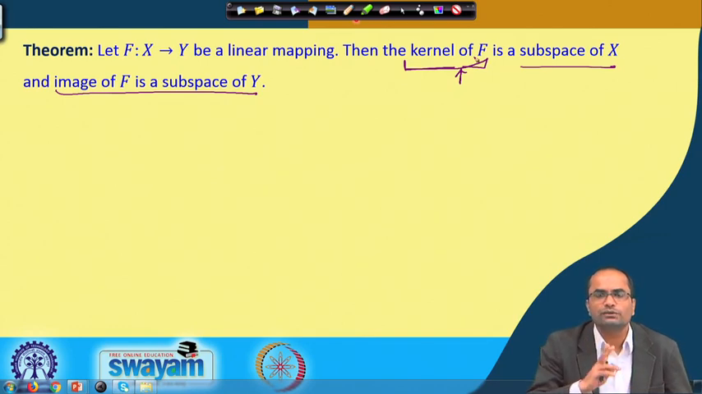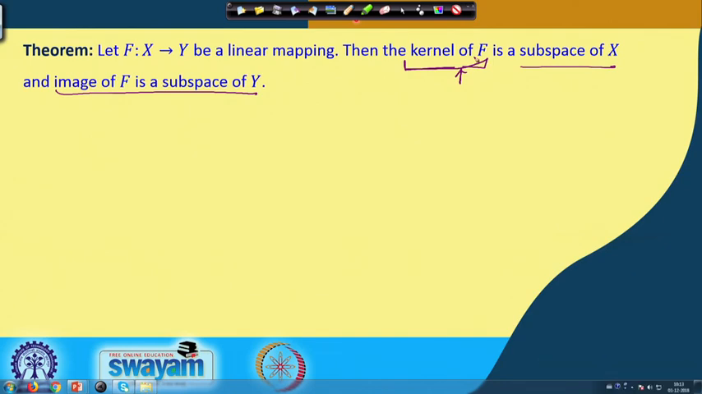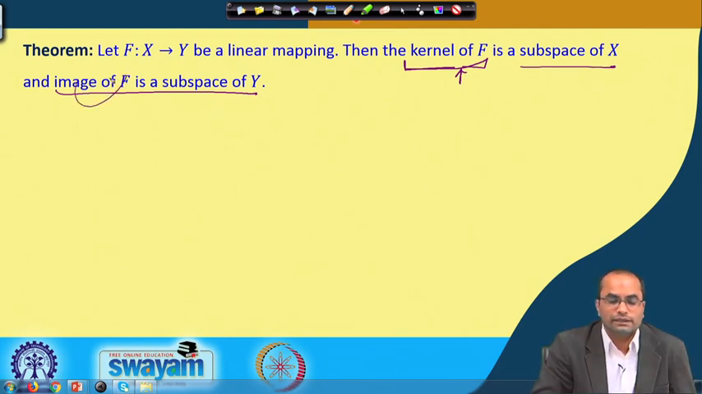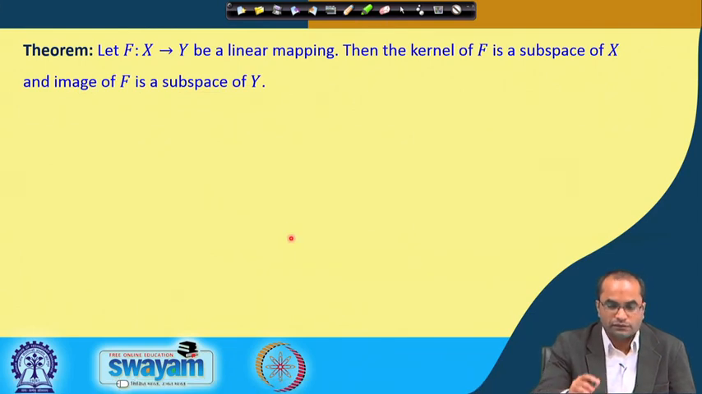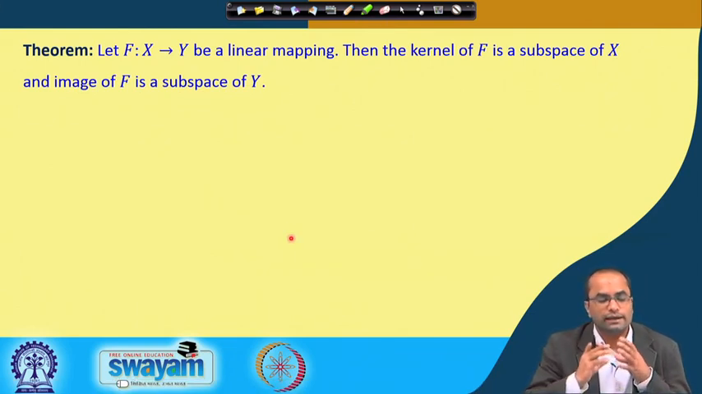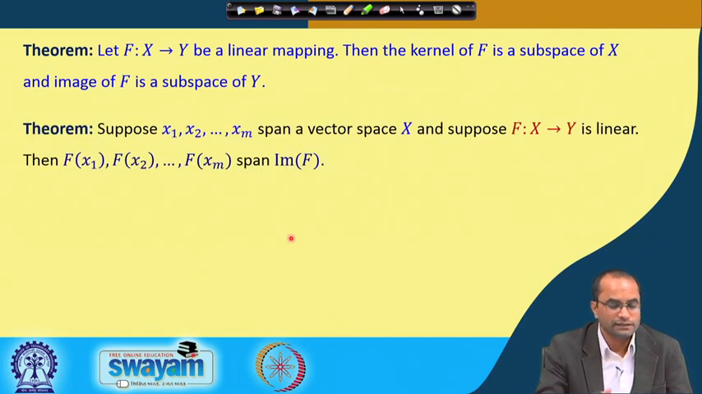If you take any two elements and they map to 0, then their sum will also map to 0. So, this addition will also belong to the same kernel here, and similarly for the image we can consider exactly the same argument. So, here the point is that the kernel and the image form a subspace.